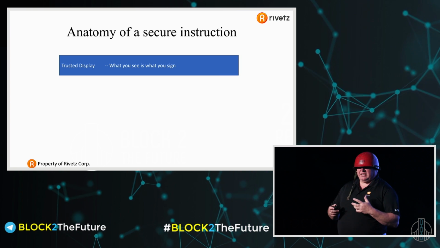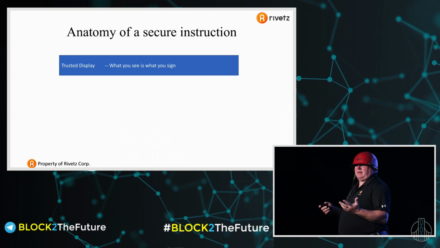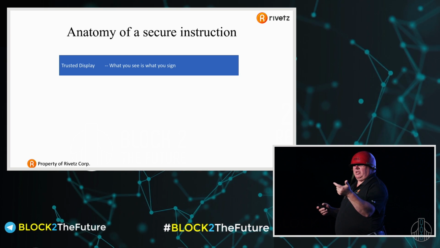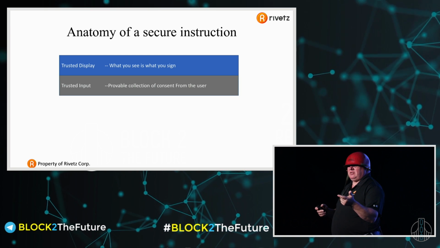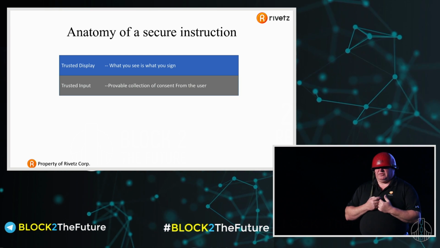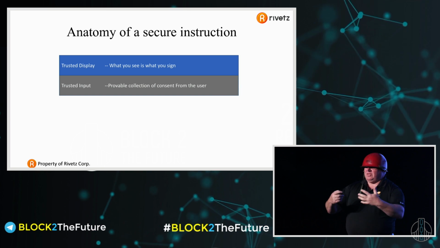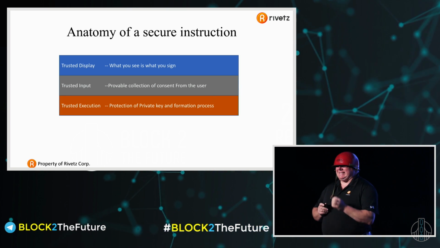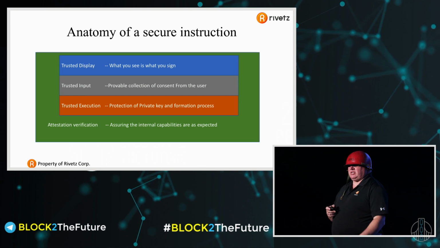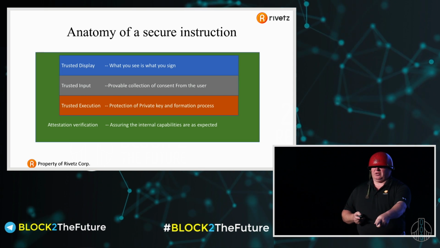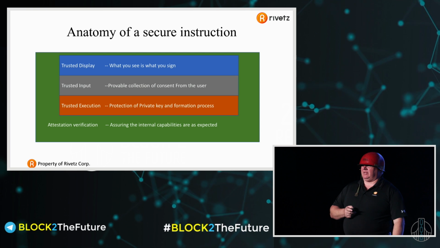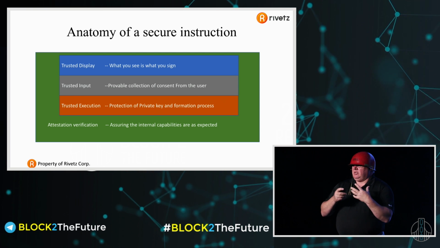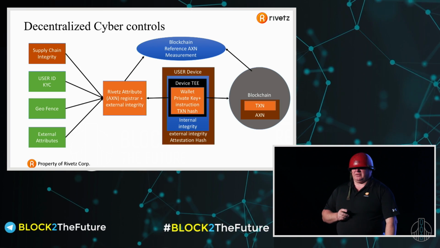And so providing those tools as part of the anatomy of a real transaction, which is what you see is what you sign, combined with the proper collection of user intent. How do I know this is the transaction I'm permissioning, like typing in a PIN number? Protecting the secret of the actual transaction, and then some form of attestation that all those other pieces are actually working properly. Because what you want to know is that you actually saw the transaction that you executed.